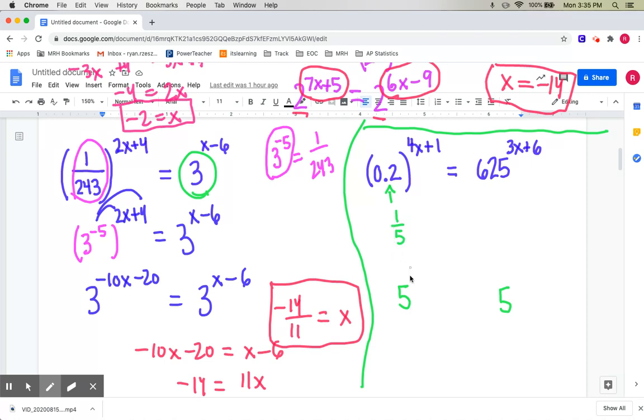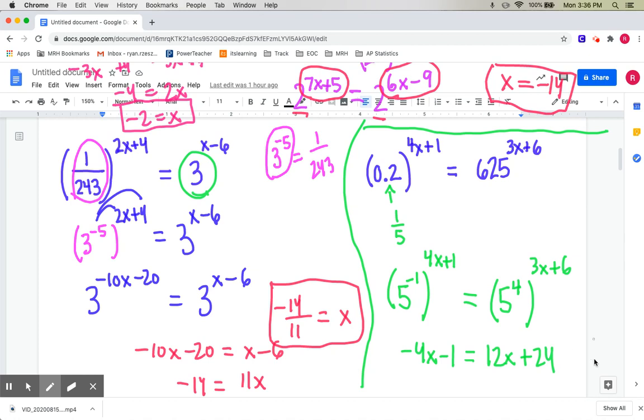Well, 1/5 is the same thing as 5 to the negative first. So that's going to be my left side. I'm going to do a 5 to the negative first. And 625 is the same thing as 5 to the 4th power, so I'll sub that in. Now my setup looks like this, and I can just do easy math, drop my bases, and solve this for x.